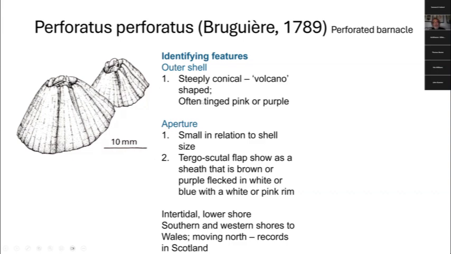And the other thing about it is it's often tinged with pink or purple on these relatively smooth calcareous plates. It may be very slightly ribbed. This drawing shows it slightly, but overall it's relatively smooth compared to some other species. Now in this one, the aperture, the hole at the top, is relatively small in relation to the overall size of the barnacle. This is quite a big barnacle. This is quite chunky. Probably grows up to about 15 mil in length.